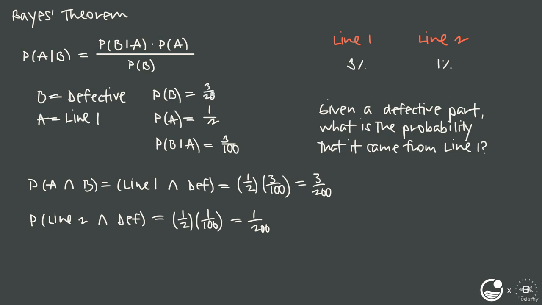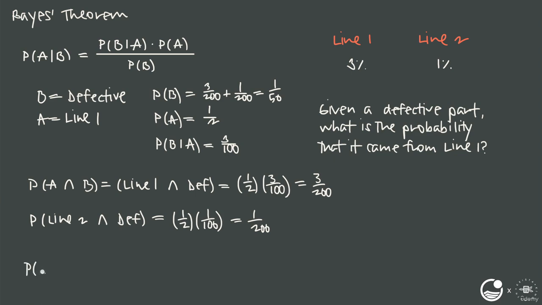So 3/200 plus 1/200 is 4/200, or 1/50. So the probability that the part is defective is 1/50. Now, with all three of these values, we can actually calculate the probability we're looking for using Bayes' theorem. So let's actually write this all out.